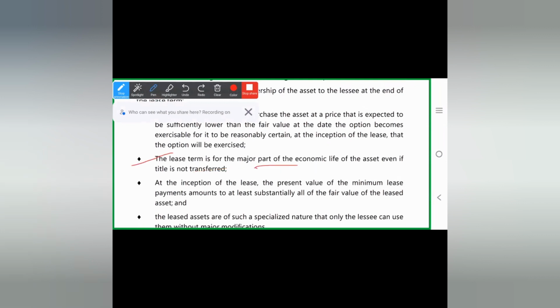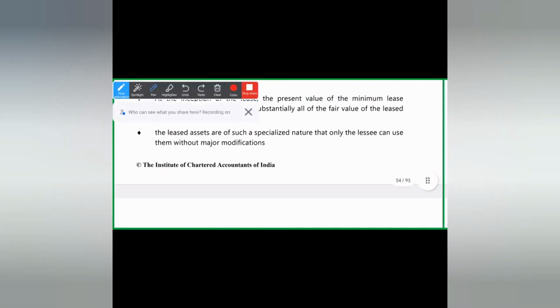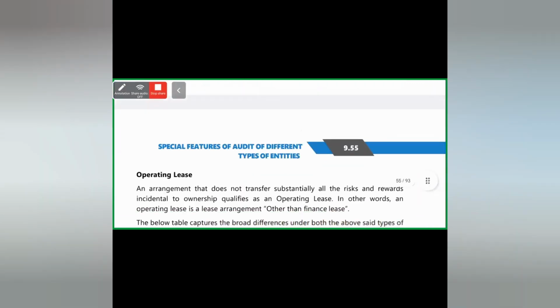Lease term is major part of the economic life. At the inception of the lease, the present value of minimum lease amounts to substantially the whole of the fair value of the leased asset. Leased assets are of such a specialized nature that only lessee can use them without major modifications.